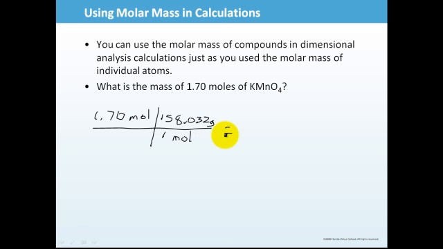So we multiply by everything on top, divide by everything on the bottom. So in this case, 1.70 times the 158.032 divided by 1. And of course you could skip that part because it's not going to change the answer. And we would end up with, using proper significant figures, 269 grams of the KMnO4, potassium permanganate.